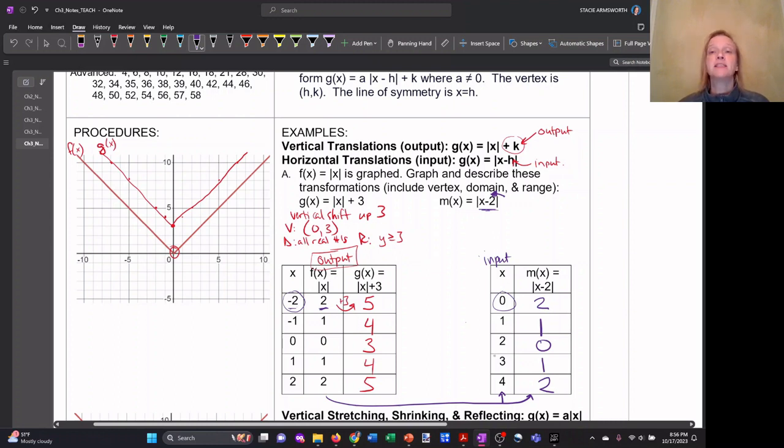Now, because this is a negative 2, this is actually going to be a horizontal shift to the right. We're going to go right 2 units. Let me show you what I mean. When I'm at 0, I have a value of 2. When I'm at 1, I have a value of 1. When I'm at 2, I have a value of 0. 3, 1, 4, 2. So when I graph those points, and let me go a little further out here so I can try to draw a straight line.